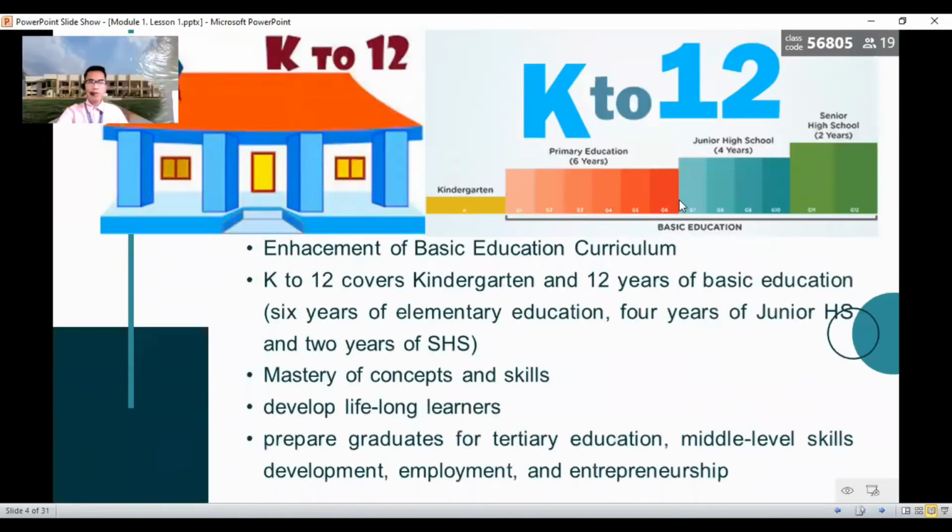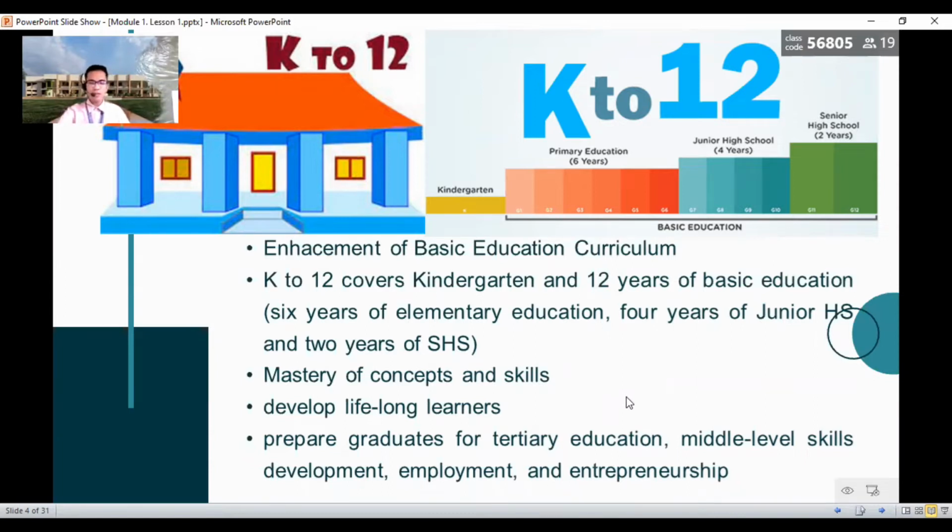Let's proceed now to the K12 basic education framework. Now, remember that as what you have shared a while ago, these are the important features of the K12. That the implementation, this is RA 10533, class tandaan, or the Enhanced Basic Education Act of 2013. So the K12 covers kindergarten and 12 years of basic education, that is 6 years in elementary, 4 years in junior high school, and 2 years of senior high school.